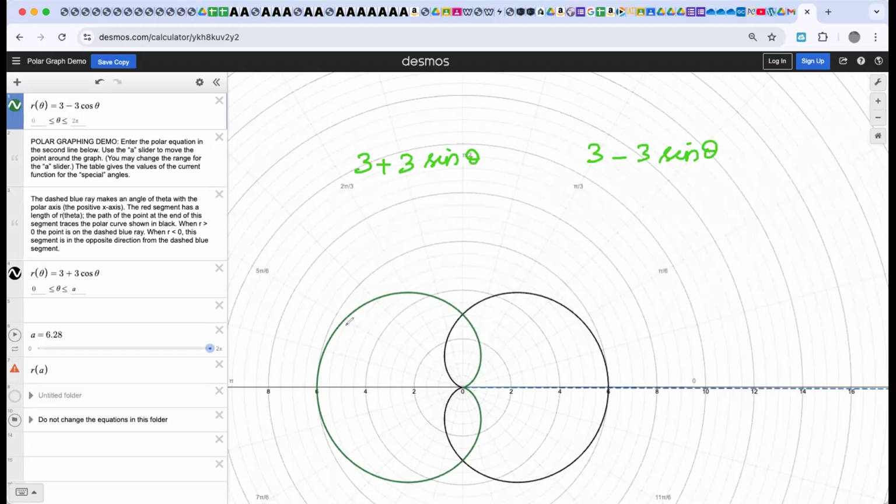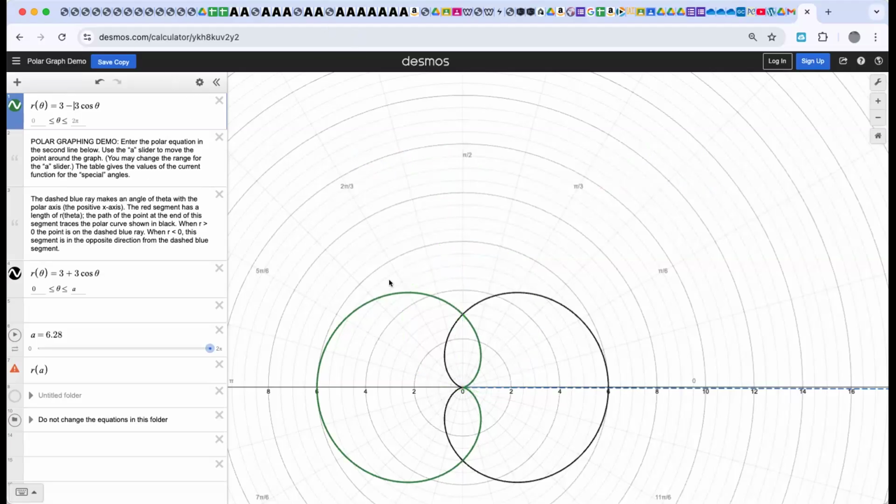So that would be 6, meaning where? This circle, right? This one. There's a heart. So this is 3 plus 3 sine theta. Again, this distance is 6. Now once more, 3 minus 3 sine theta is going to be down, but then let's move up.